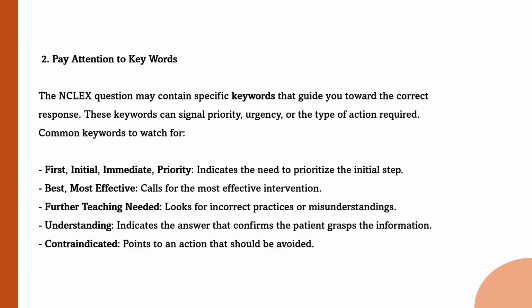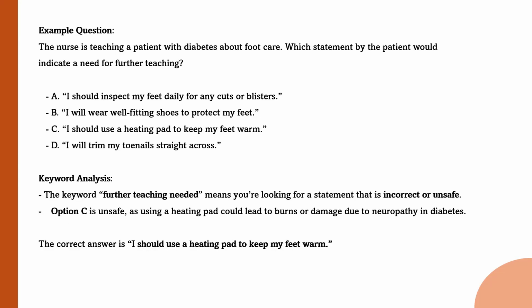Now, further teaching needed. We know this already. Further teaching is just that all options are correct except one statement the patient said that is wrong, and we need to teach the patient again. Understanding means that every other option the patient said is incorrect, but one option is correct. You're looking for a statement that the patient will say that shows the best understanding. Contraindication means we are pointing to an action that should be avoided.